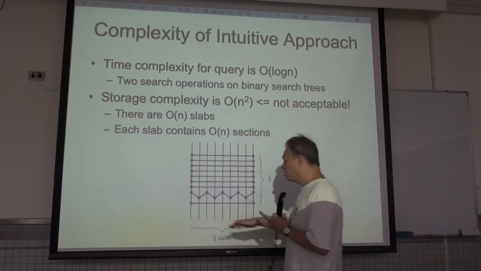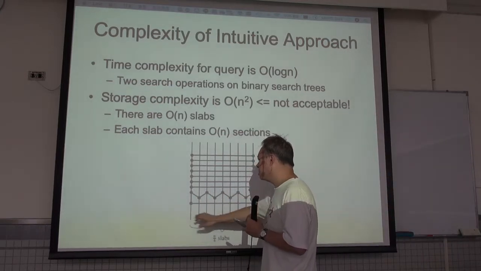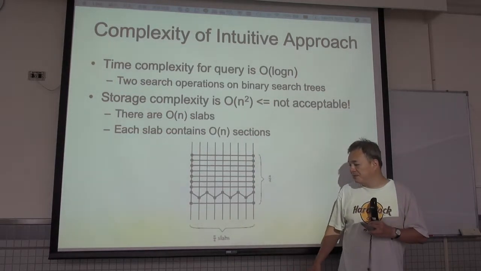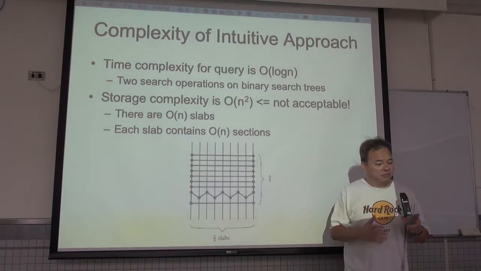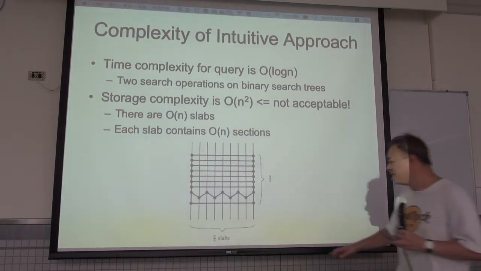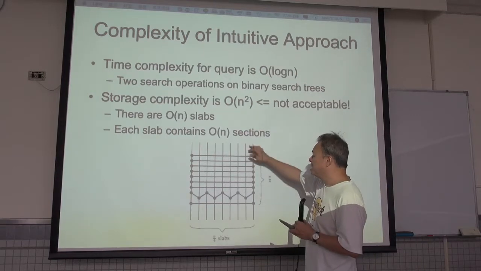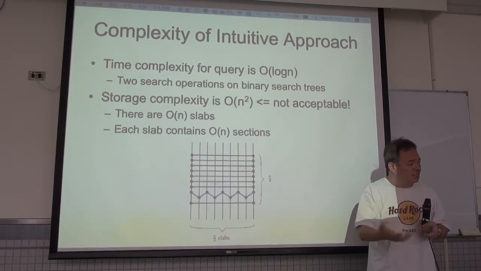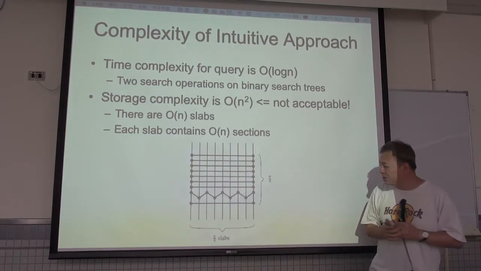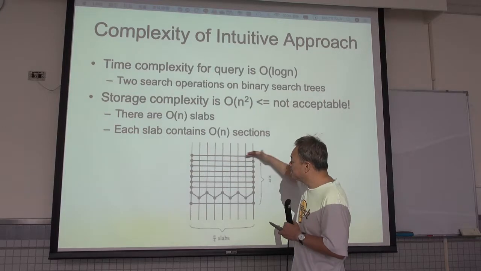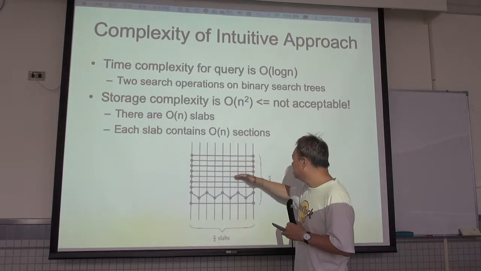Well, for all these slabs, we need to have a binary search tree, right? And for each slab, we need to maintain another binary search tree, right? So let's look at the worst case scenario.